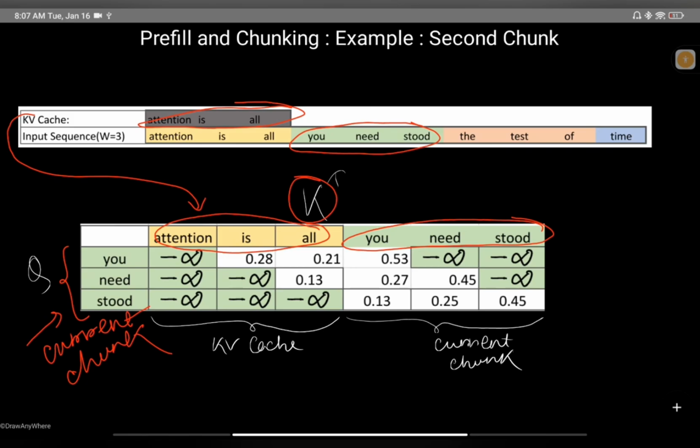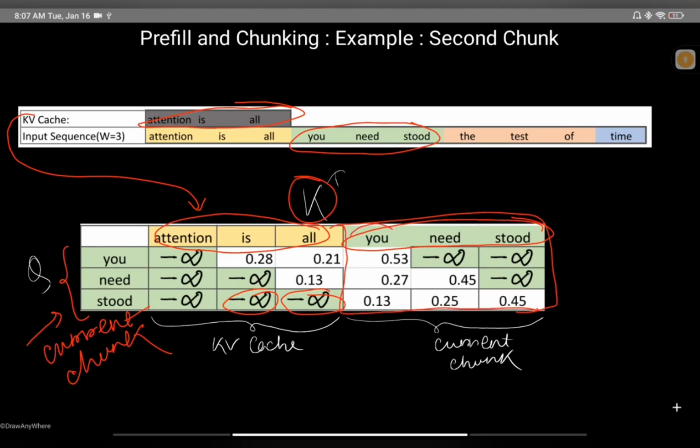You can see we will also apply the sliding window attention mask. The tokens which are beyond the sliding window will be marked as minus infinity. Now, why do we need to use this extra content from the KV cache? If we don't use the KV cache, we will only use this part to generate the attention matrix.